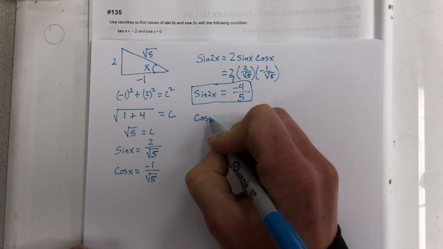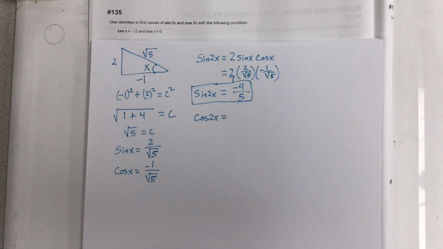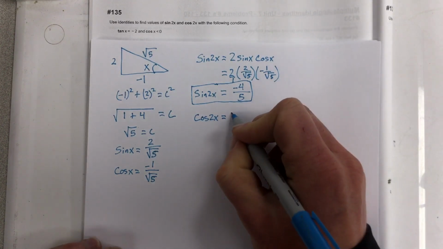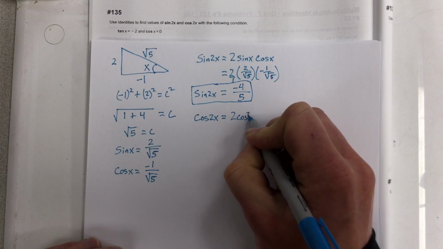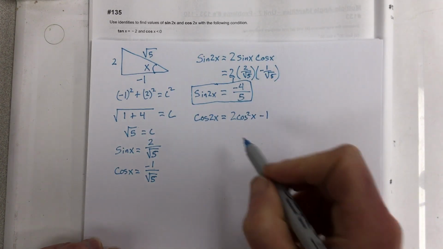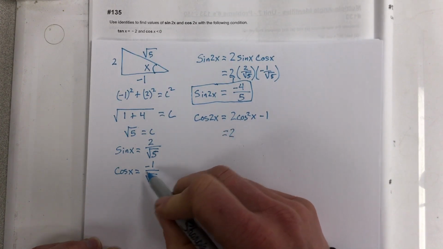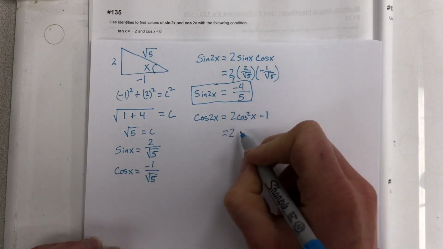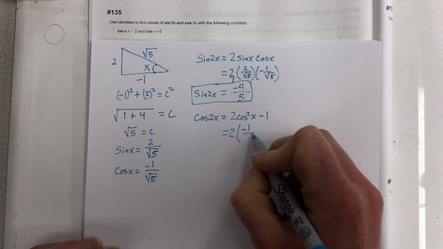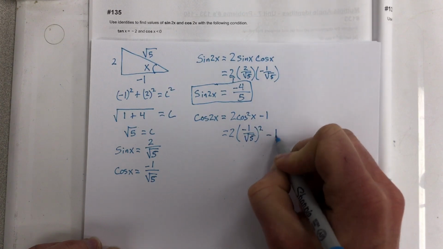Now we're going to find cosine 2x. And there are 3 formulas for cosine 2x. I'm going to use the middle formula, which would be 2 cosine squared x minus 1. I can now plug in cosine, which is -1 over root 5, squared, minus 1.